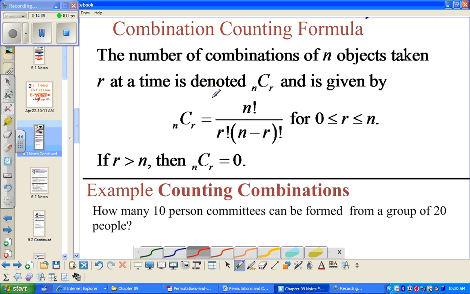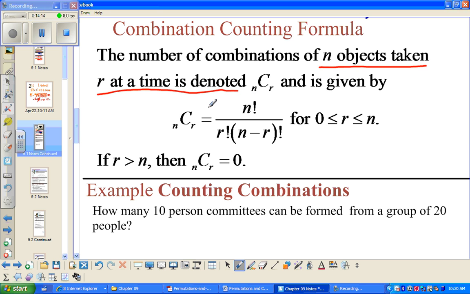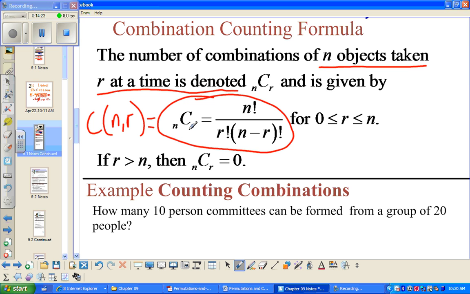A combination of n objects taken r at a time again is denoted in this way. We also can use C, n, r. Also, if you saw simply n, r like this, that also means a combination. We read this as n choose r. That's where the order doesn't matter.